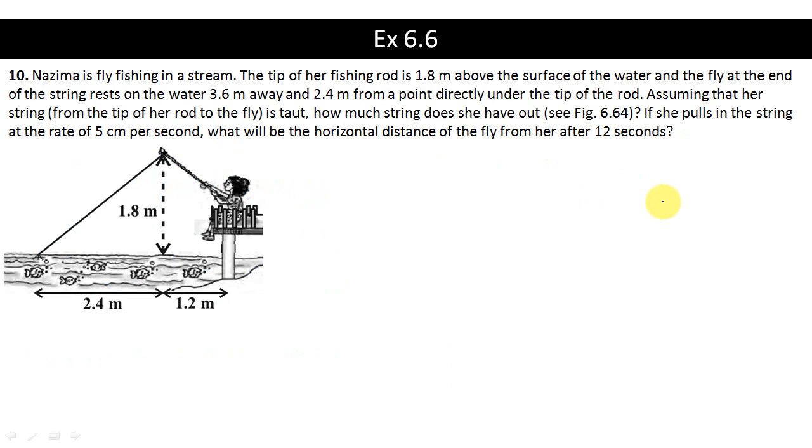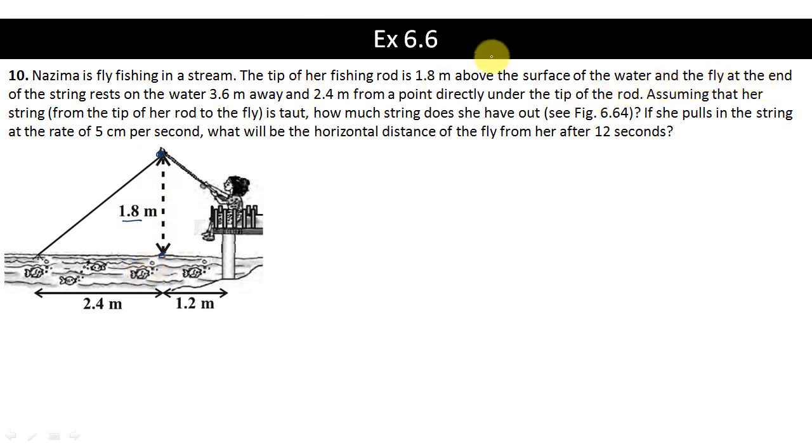Moving on to the last question of the exercise. Nazima is fly fishing in a stream. The tip of her fishing rod is 1.8 meter above the surface of the water. So this is the tip of the fishing rod, which is 1.8 meter above the surface of the water.